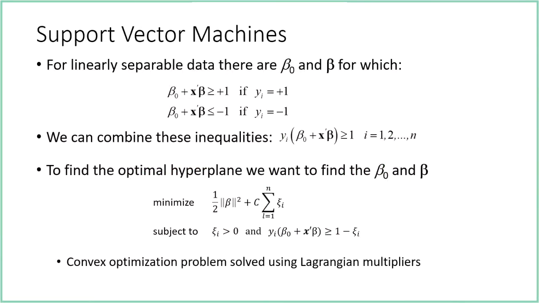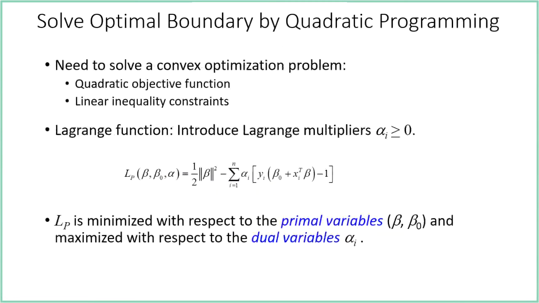Boy, we're going to skip all of this. So this goes into how you fit a support vector machine. The main point that I want to make is it uses quadratic programming to solve a convex optimization problem and something called a Lagrange function. So the Lagrange function is shown here.